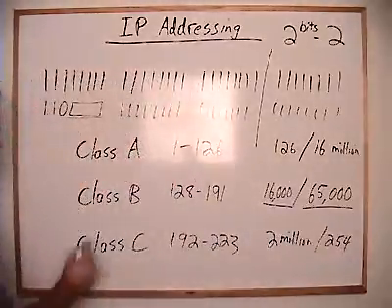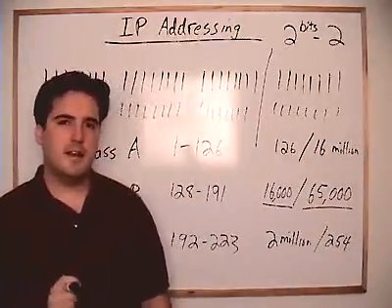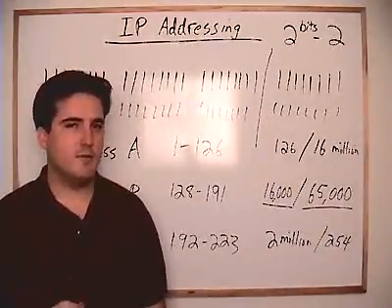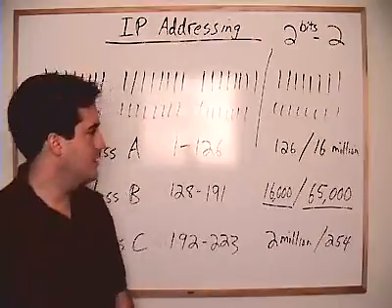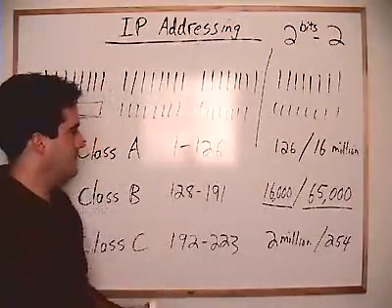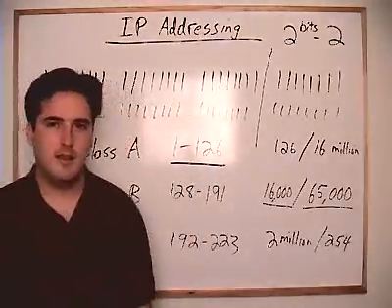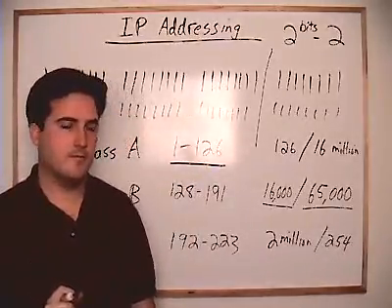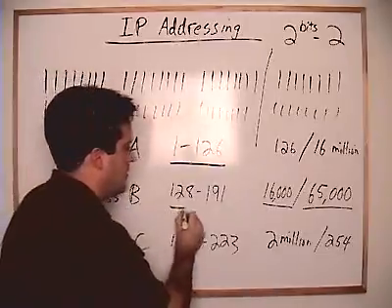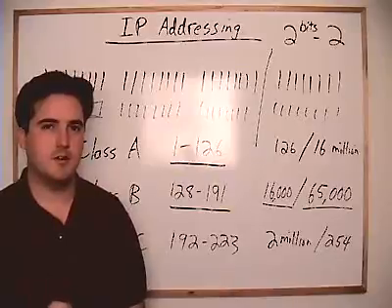So we've got Class A, Class B, Class C. Now the way that you can identify what type of network you have or what type of network you're working on is by looking at the first octet. If that first octet is a number from 1 to 126, that's a Class A network. If that first octet is 128 to 191, that's a Class B network.